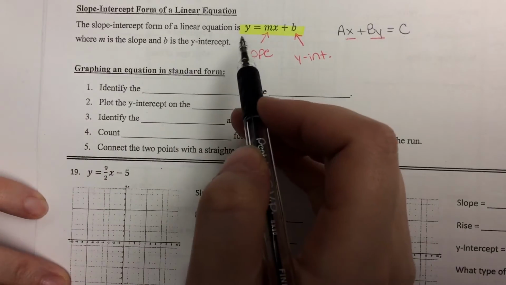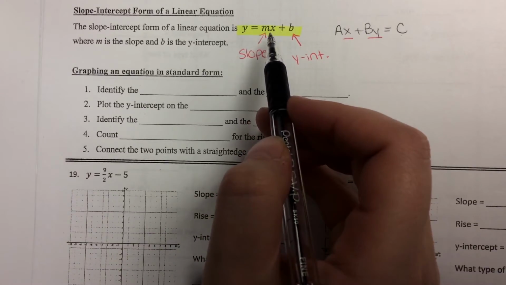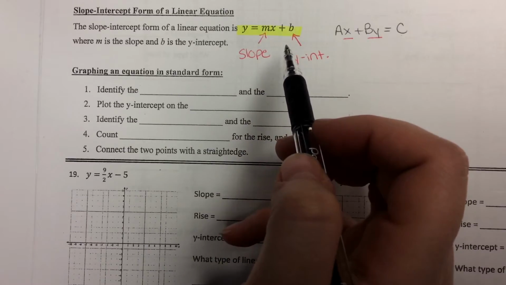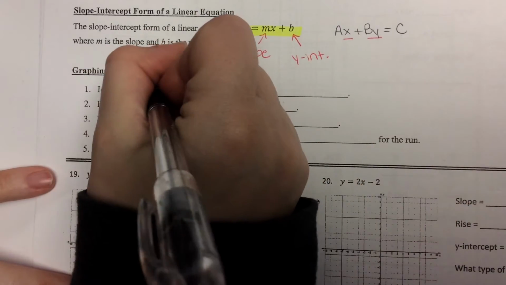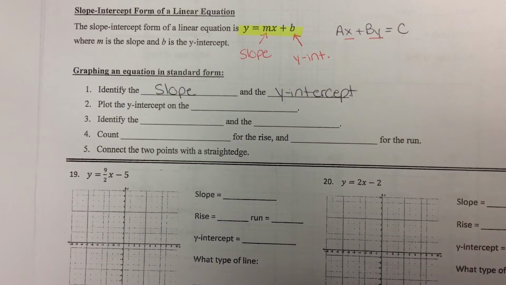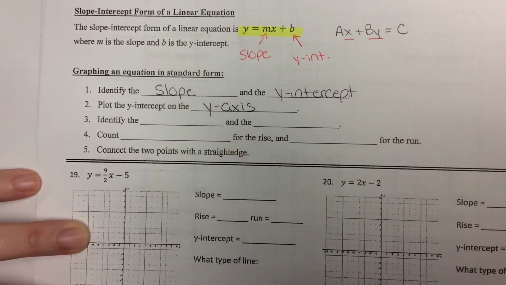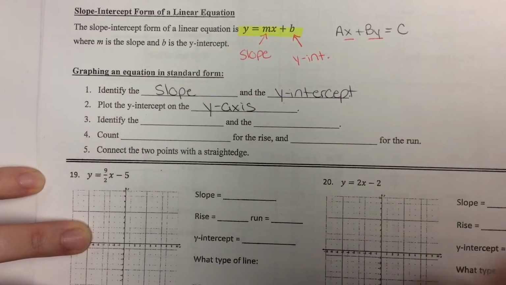How are you going to do that? Well, if the equation is in this form, which it should be, your slope is going to be whatever number comes before x, or whatever number is attached to x. And then your y-intercept will be whatever constant is out here to the right all by itself, okay? So identify the slope and y-intercept. Once you know the slope and the y-intercept, you just need to plot the y-intercept on, obviously, the y-axis, because it's a y-intercept.